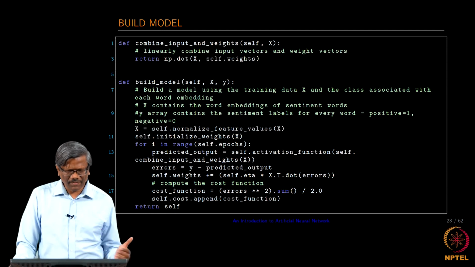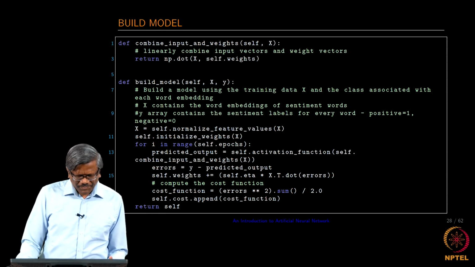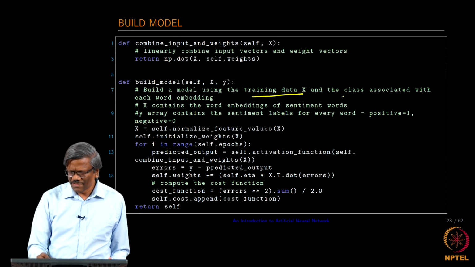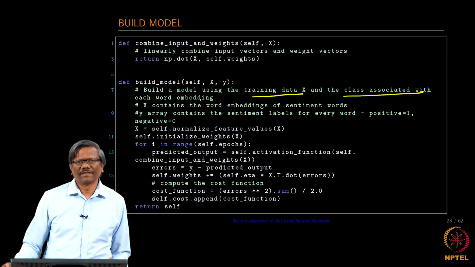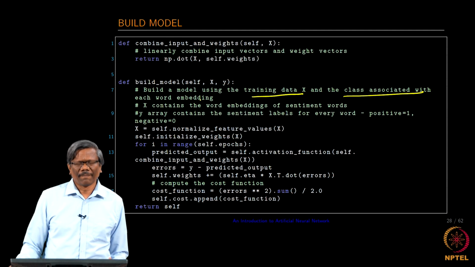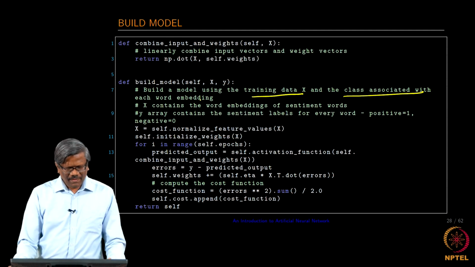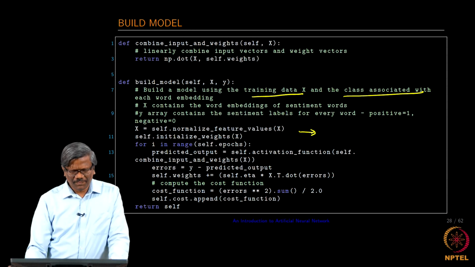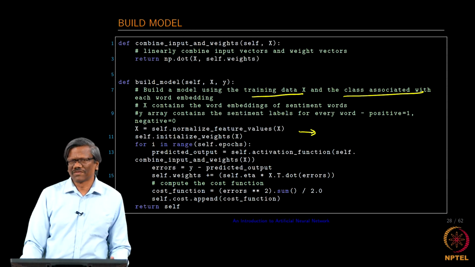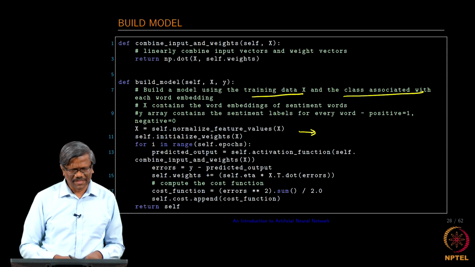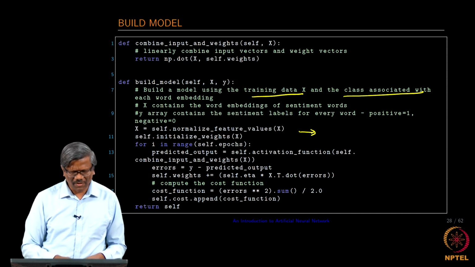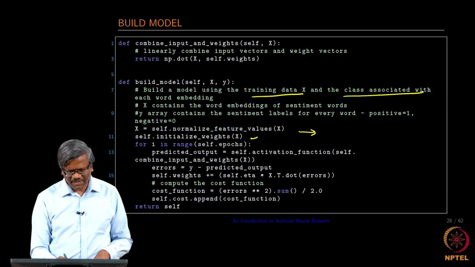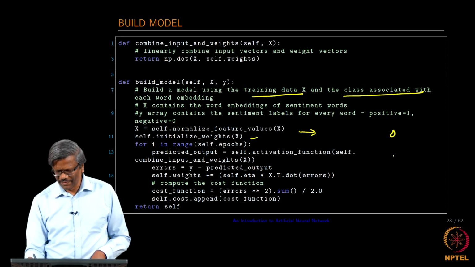So, how do you build the model? Build the model using the training data X and the class associated with each word in the embedding. You normalize the values. Sometimes it is required, sometimes it is not required. I am just doing the normalization using a function called normalize feature values. And then I initialize the weights that we have here.